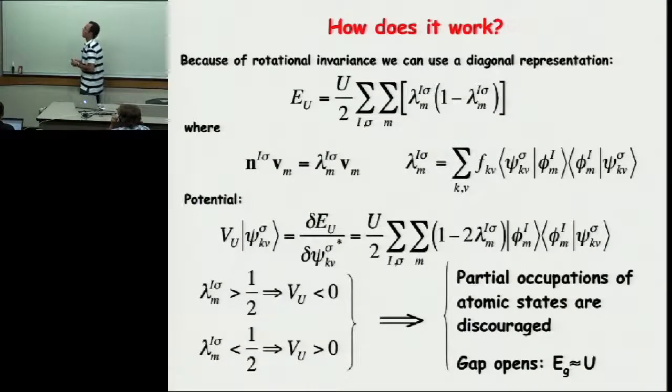And here is just a demonstration of how it works. If you extract the potential acting on the wave function, you see that it's attractive if the state is almost occupied, is repulsive if it's almost unoccupied. So a gap is open between the occupied and unoccupied states, and the size of that gap is approximately U.